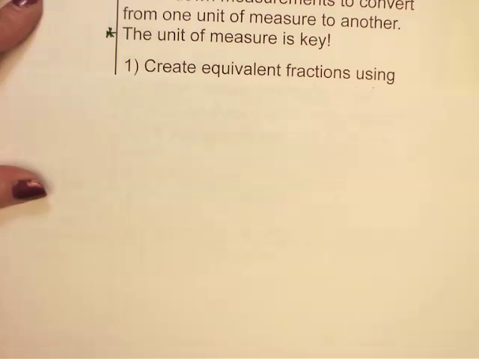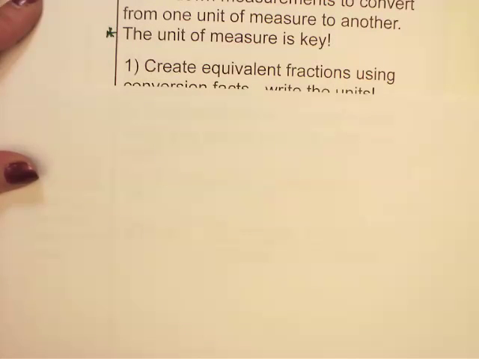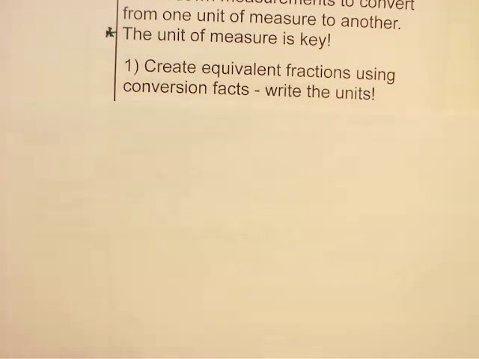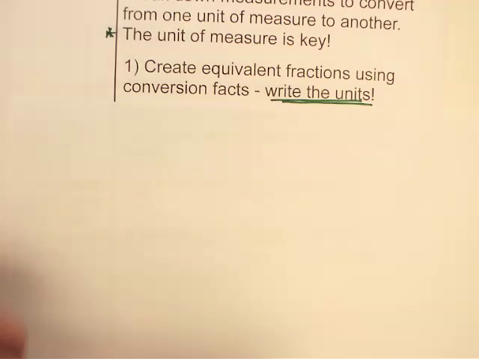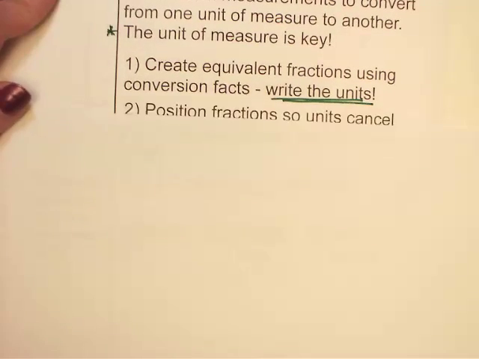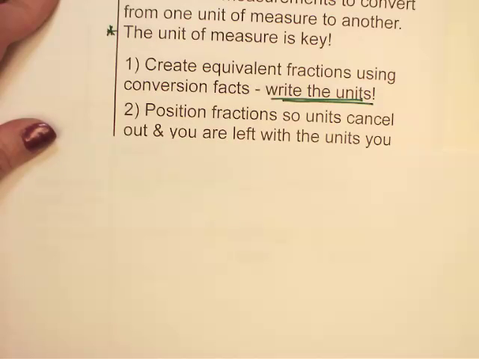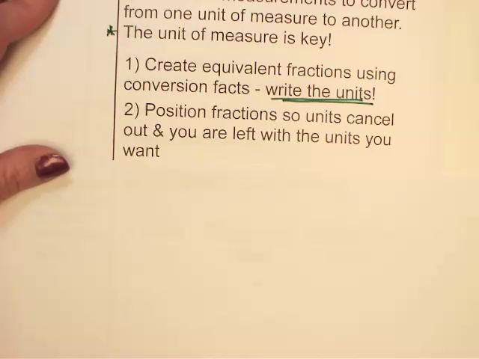Number 1, create equivalent fractions using conversion facts. Be sure you write the units this time. If you don't write the units down, you will be unable to do the conversion. So make sure you write the units. It's very important. Step number 2, you're going to position your fractions so that the units will cancel out, and then you're left with the units you want.